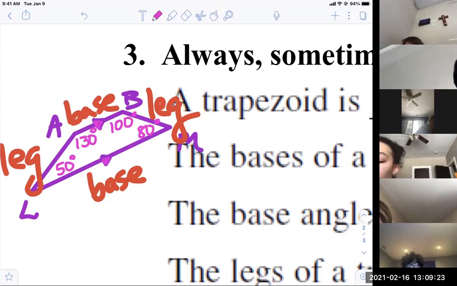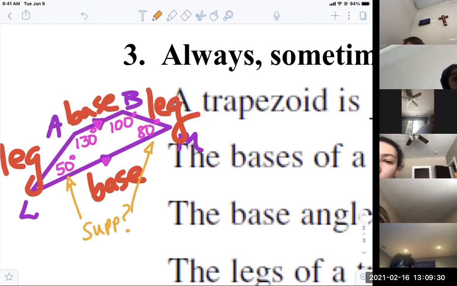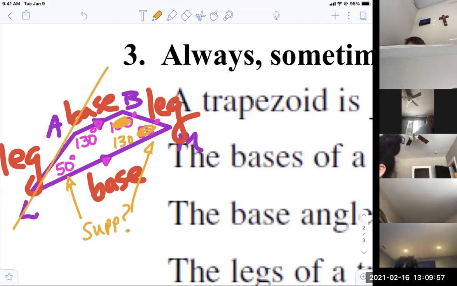What would happen if angle L and angle M were also supplementary? Is that possible? No. Is it possible to make the one over here 130? I would change that one too. Is that possible in a trapezoid? No. Because why? I don't know, it just doesn't look like it could be 130. If those two were supplementary, what would that do to those other lines?